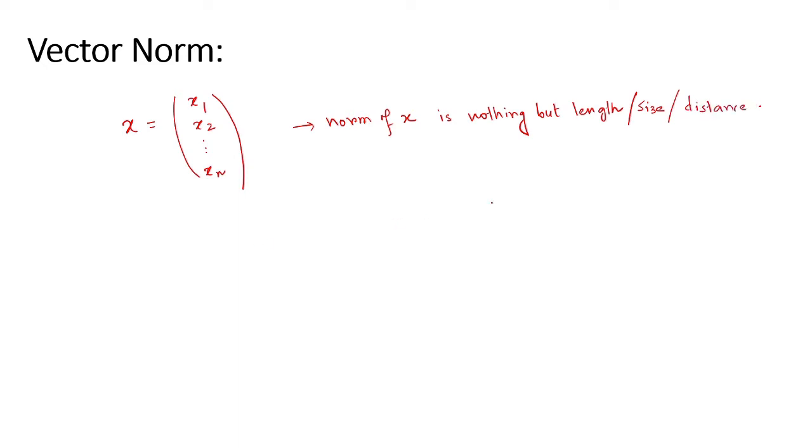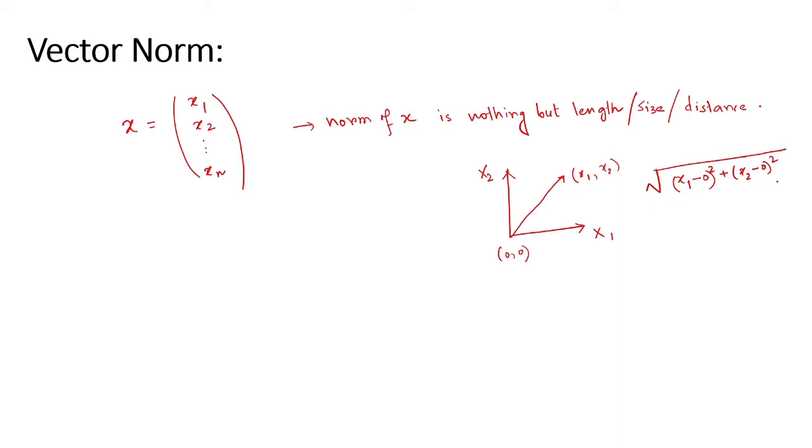So in our plus 2 level, we have seen the formula, right? If we have 2 points, one is the origin 0, 0 and another one is the point x1, x2 right here. This is the x1 coordinate and this is the x2 coordinate. Then easily we can find the distance from the origin. What was the formula? The square root of x1 minus 0 square plus x2 minus 0 square. So this is nothing but the norm of the vector x.